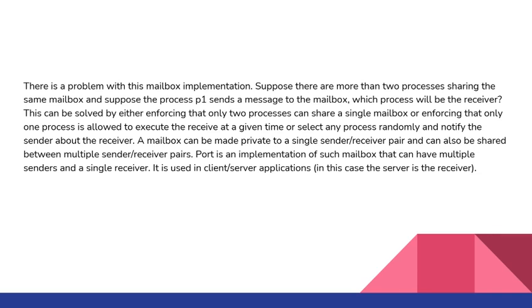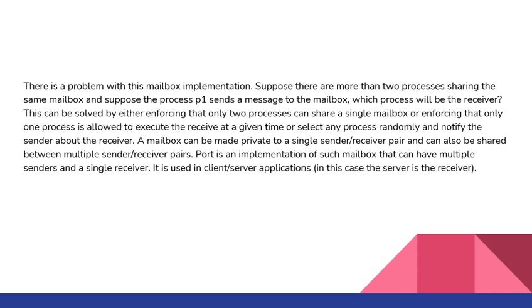There is a problem with this mailbox implementation. Suppose there are more than two processes sharing the same mailbox, and suppose process P1 sends a message to the mailbox. Which process will be the receiver? This can be solved by either enforcing that only two processes can share a single mailbox, or enforcing that only one process is allowed to execute the receive at a given time, or selecting any process randomly and notifying the sender about the receiver. A mailbox can be made private to a single sender-receiver pair, and can also be shared between multiple sender-receiver pairs.